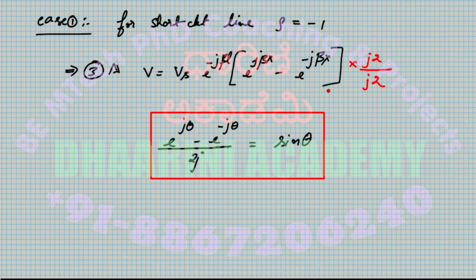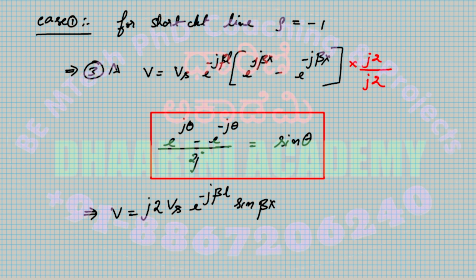Whatever is in the denominator, you use it for writing the sine function. So V is equal to, there is a 2j because of the multiplication in the numerator, into Vs, e to the power minus j beta L into sine theta, so sine beta x. That is the equation we will be writing for the magnitude.